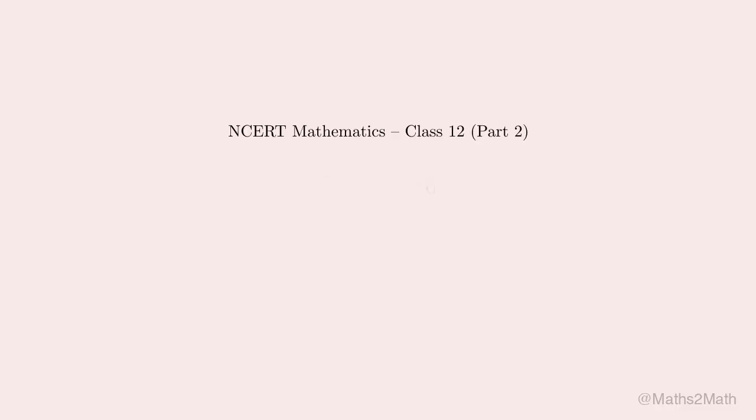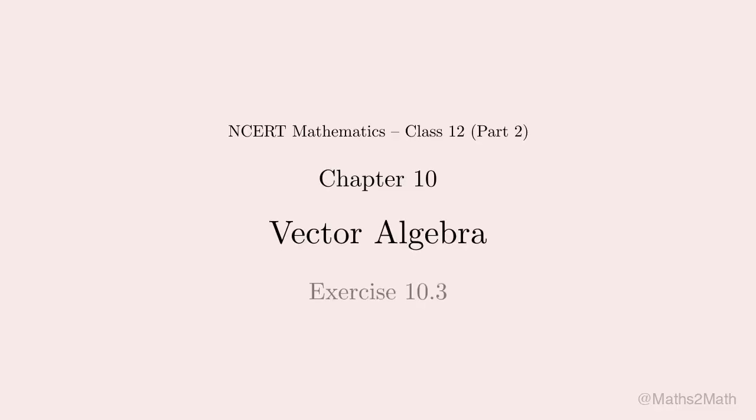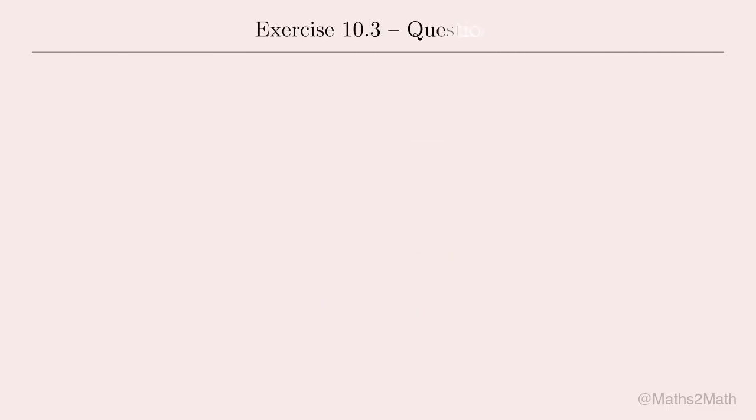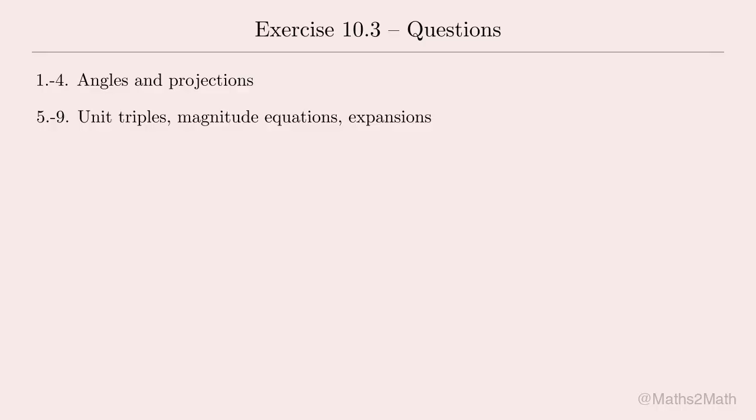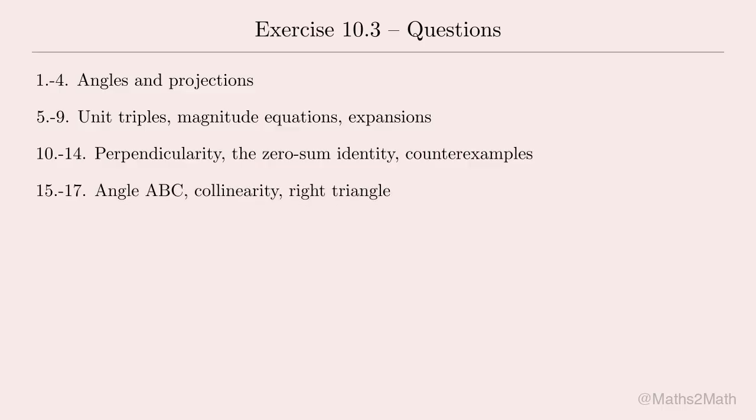In this video, we are solving every question of exercise 10.3 of Chapter 10, Vector Algebra, from the NCERT Mathematics textbook for Class 12, Part 2. Exercise 10.3 is the scalar product. Angles, projections, perpendicularity conditions, the unit vector zero-sum identity, and geometric applications, closing with one multiple choice. Here is the list, grouped.